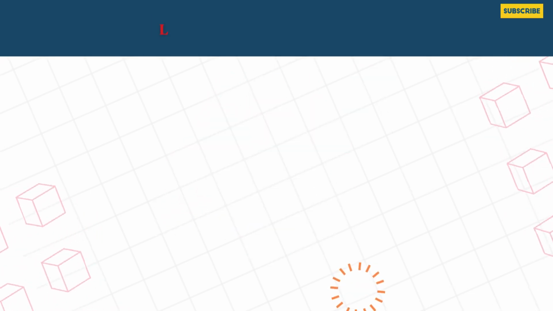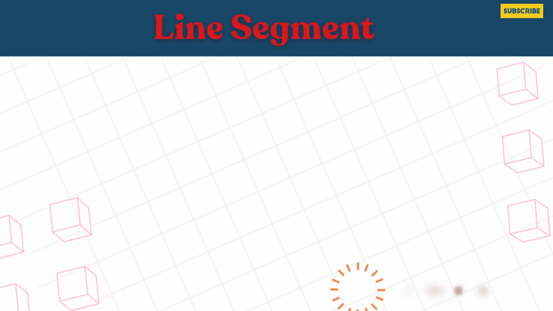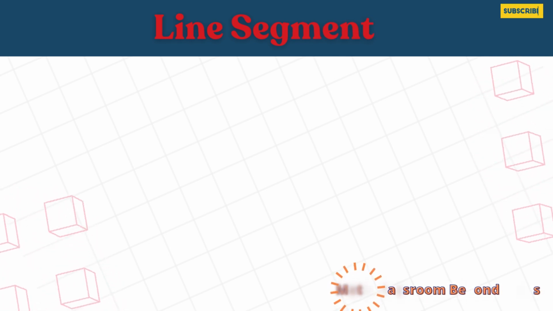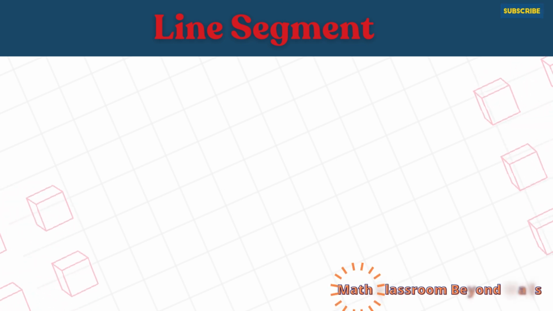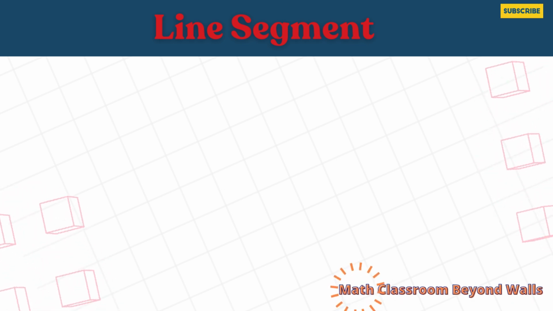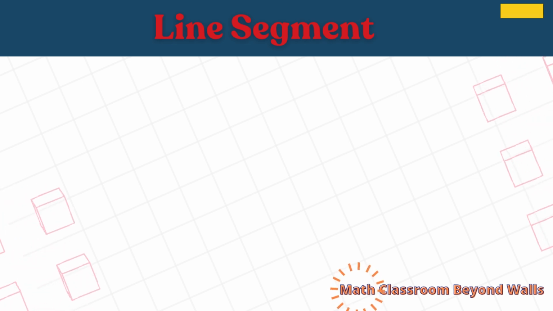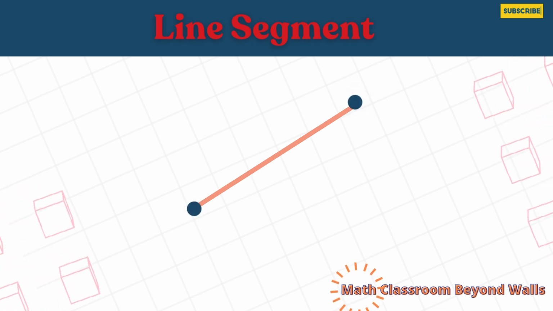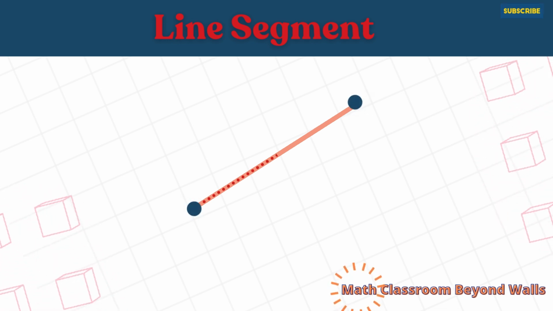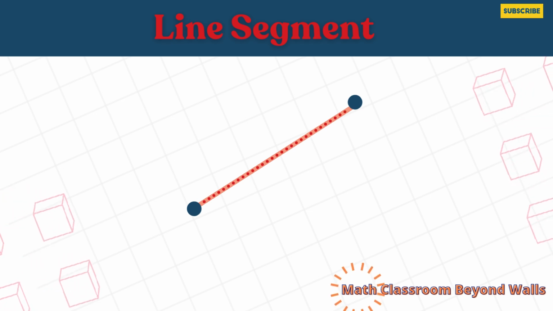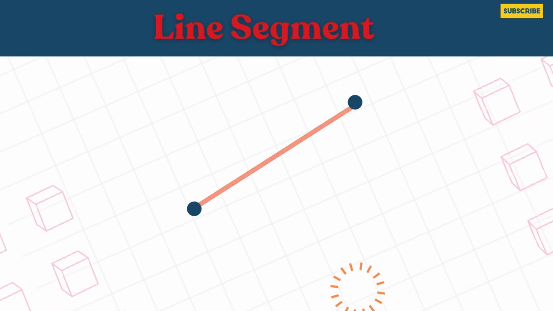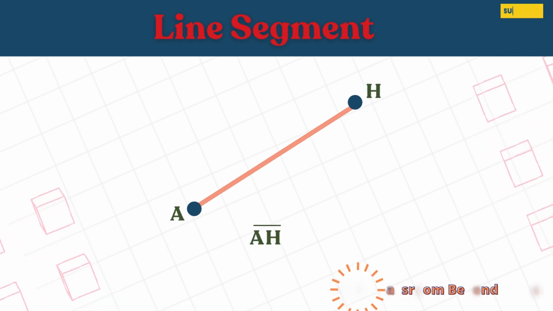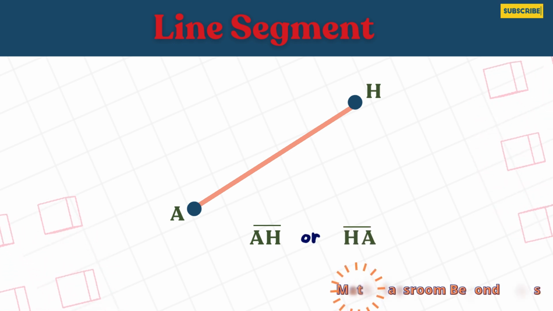Let's go and start the ball rolling by first recalling what a segment is. In the previous video entitled Introduction to Geometry, Understanding Geometric Terms Part 1, we described a line segment as a part of a line bounded by two endpoints that contains every point on the line between its endpoints. On the diagram is line segment AH. This can also be named as line segment HA.